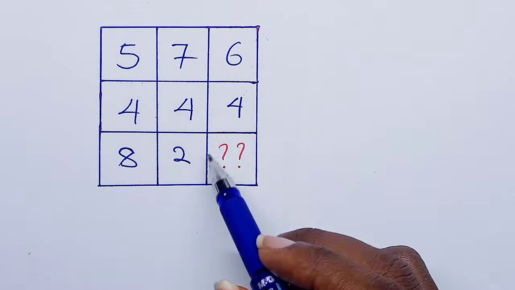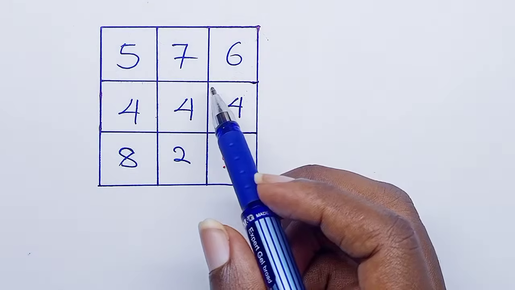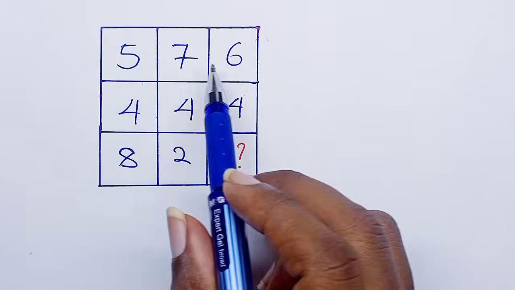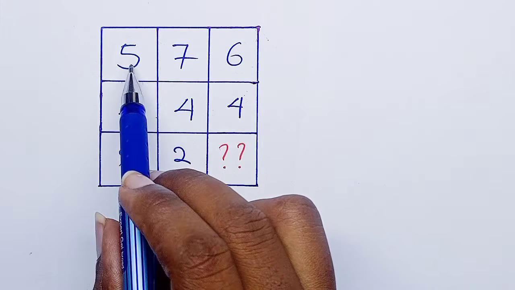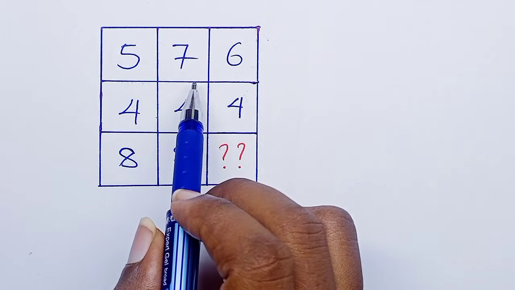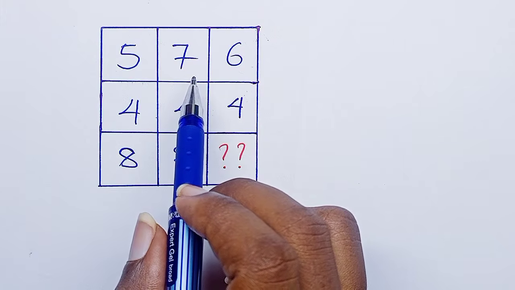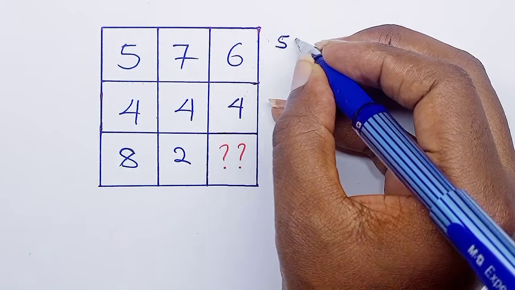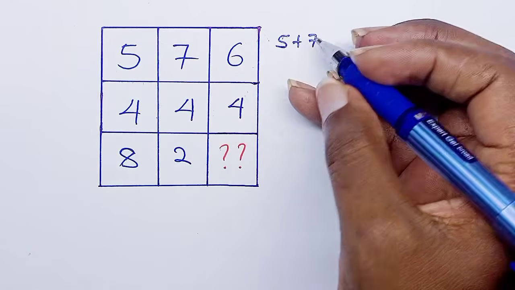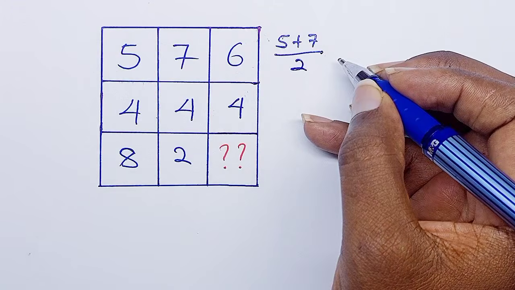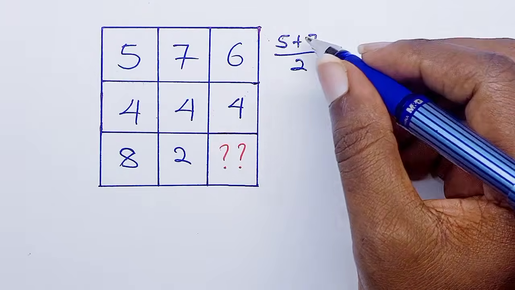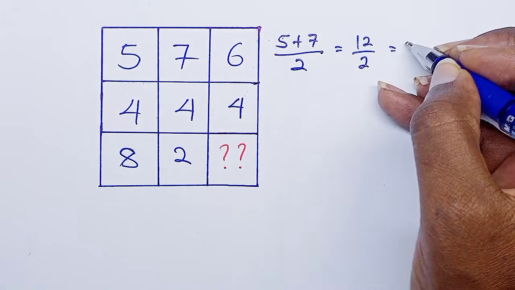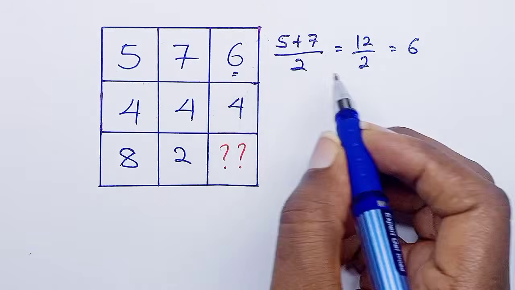If you realize, the logic behind this is you get the first 2 terms row-wise, so you consider the rows. You add them together and then divide the answer by 2, and you come up with this figure. So here, the first 2 terms are 5 plus 7. You add them together, then divide the result by 2. 5 plus 7 is 12. So 12 divided by 2 is equal to 6. And that is what they put here.